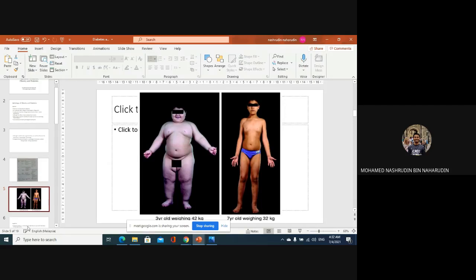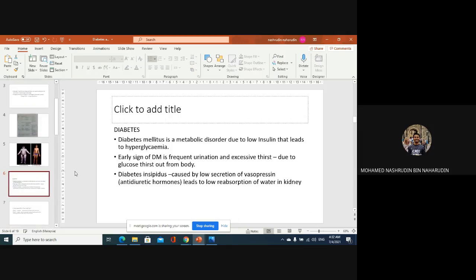So that is obesity. And then let's go to diabetes. Diabetes mellitus is a metabolic disorder due to low insulin that leads to hyperglycemia.